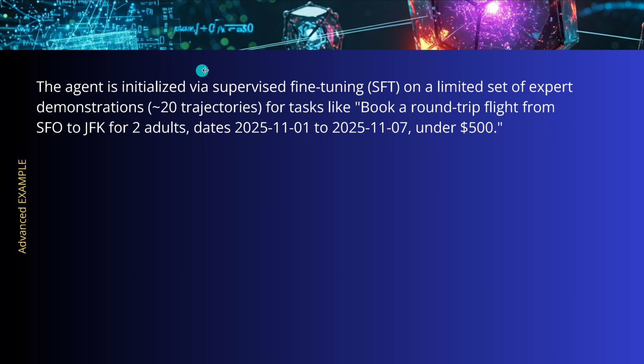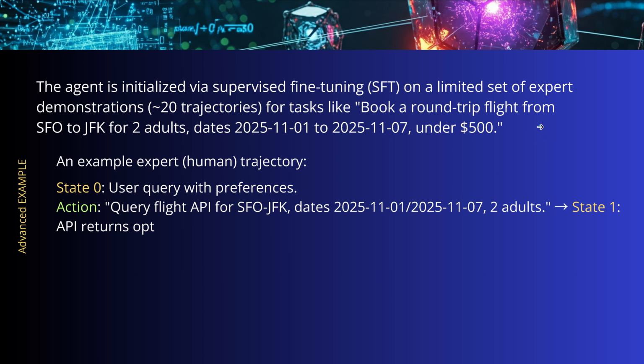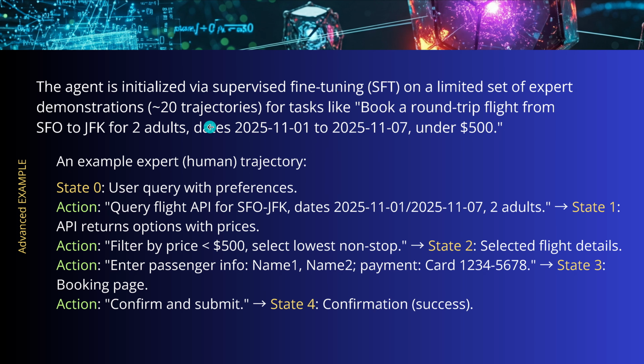So we have an agent initialized via supervised fine-tuning on a limited set of expert demonstrations, 20 trajectories, for a task that is now a little bit more complex. Book a round-trip flight from San Francisco to JFK for 2 adults in this time frame under $500. And maybe you want to sit at the window or wherever. So you understand what we are doing. We're just increasing the complexity. So we have, as a starting example, an expert human trajectory: state, user query with these preferences.